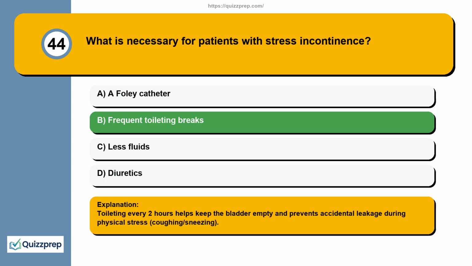Toileting every 2 hours helps keep the bladder empty and prevents accidental leakage during physical stress, coughing/sneezing.